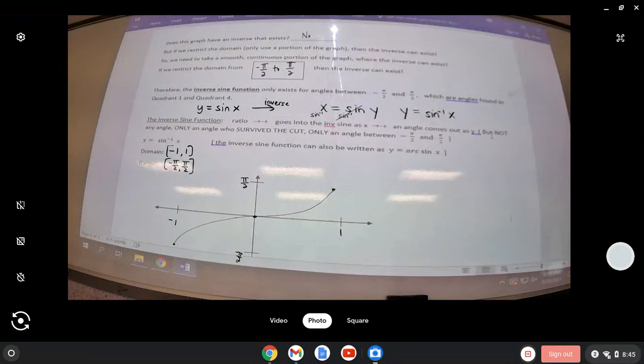That's what your inverse sine function is going to look like. So it's just, guys, it's just a small portion of the sine curve that makes the inverse. So the graph is finite in a way that you have to end at angles between negative pi over 2 and pi over 2.